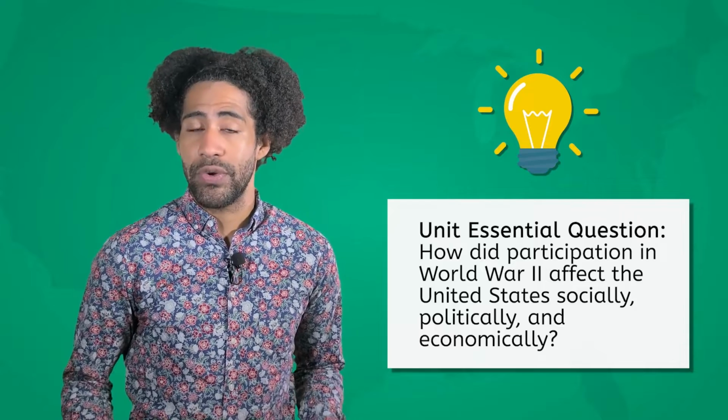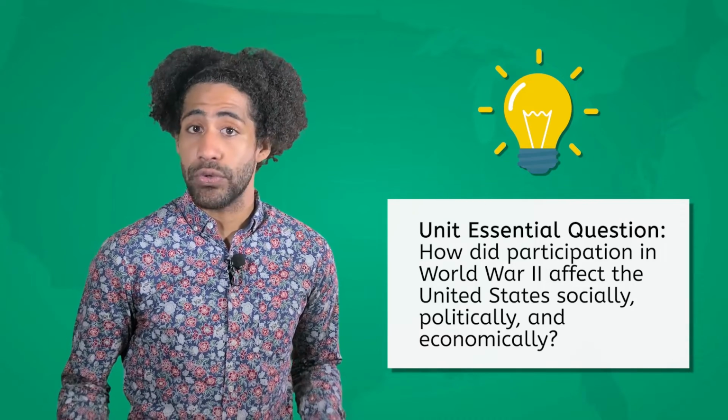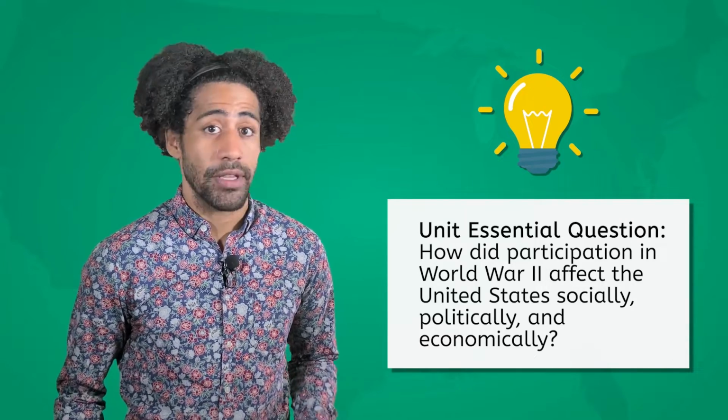However, an official policy of neutrality didn't mean that the United States couldn't be unofficially engaged in the war. And as you know, the United States' efforts to stay out of the conflict ultimately failed. For this lesson, you'll learn about key events in World War II from an American perspective in order to answer the unit essential question: how did participation in World War II affect the United States socially, politically, and economically?